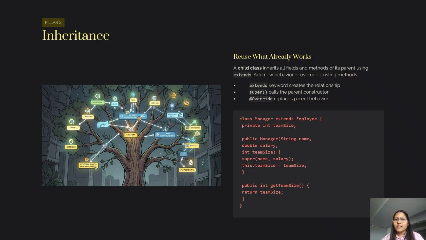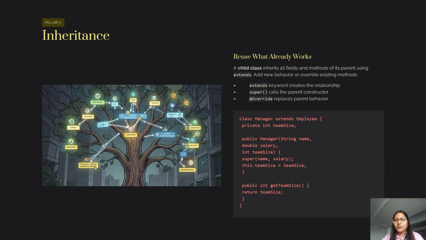So a child class inherits all fields and methods of its parent using the extends keyword. The extends keyword is a reserved keyword which is used for inheritance, right? And the class from which we are inheriting some methods or behavior is called the parent class, and the class which is inheriting the methods and the behavior is called the child class. Okay, so the extends keyword will create the relationship.